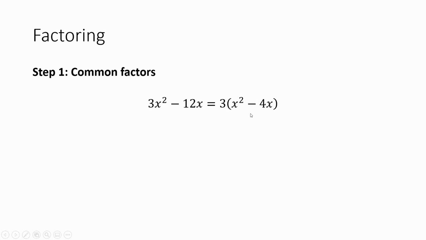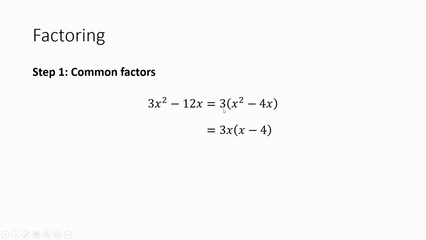Then looking at the letters, both of these terms have an x in them. So we can divide this through by x, pulling the x out to the front. We get 3x times (x minus 4). And at every stage of what we've done here, you could expand and get back to where we started.